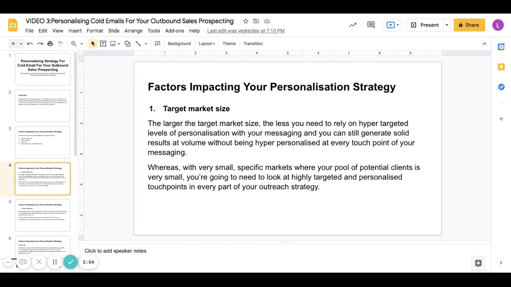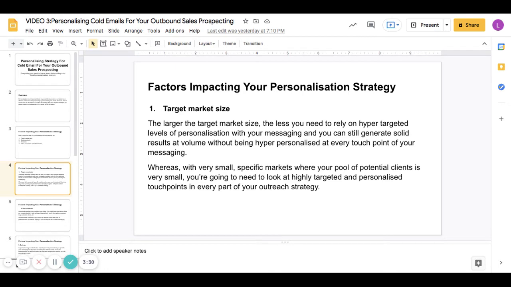There's some thinking in the cold email world where everything has to be hyper-personalized, like hyper-personalized first lines or hyper-personalized emails and every touch point hyper-personalized. Now, the reality is that's not really true because there's no one-size-fits-all approach, okay? And one of the big factors that impacts this is target market size, because you're typically going to get either large target markets or smaller, really narrow and specific ones, okay?